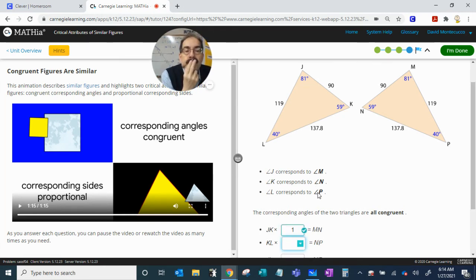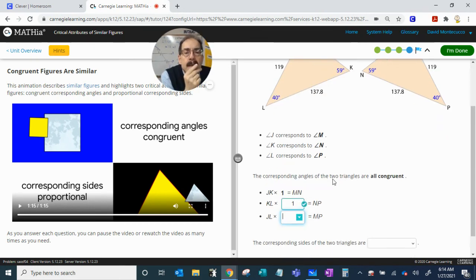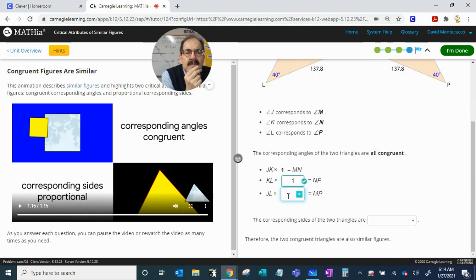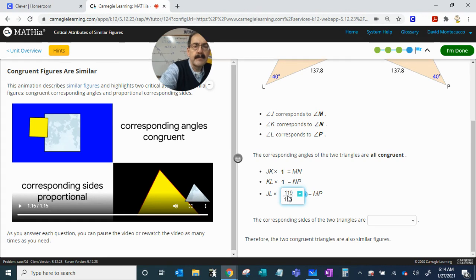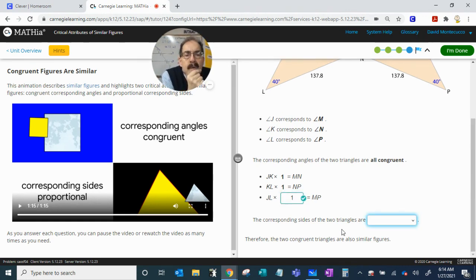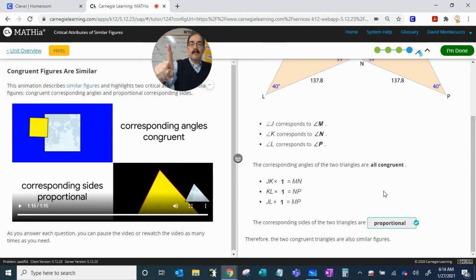Okay? All right, KL goes to NP. We know the answer is 1, but I'm still going to type it in. 137.8 divided by 137.8. Okay? And then the last one, JL, 119 divided by 119. The corresponding sides are proportional. They all have a proportion of 1. Okay, and we got it.